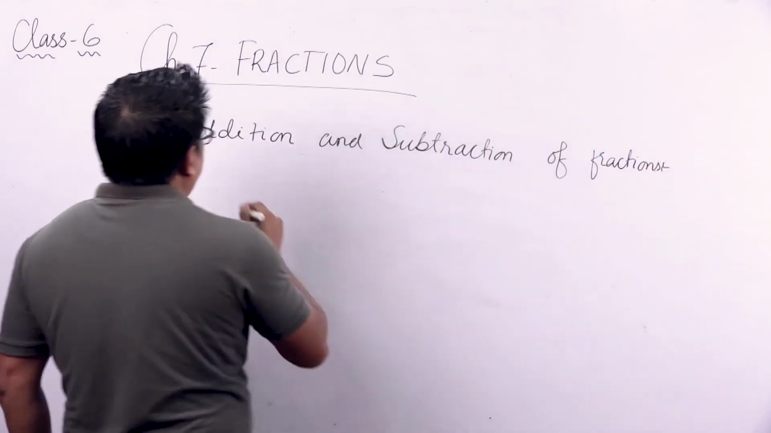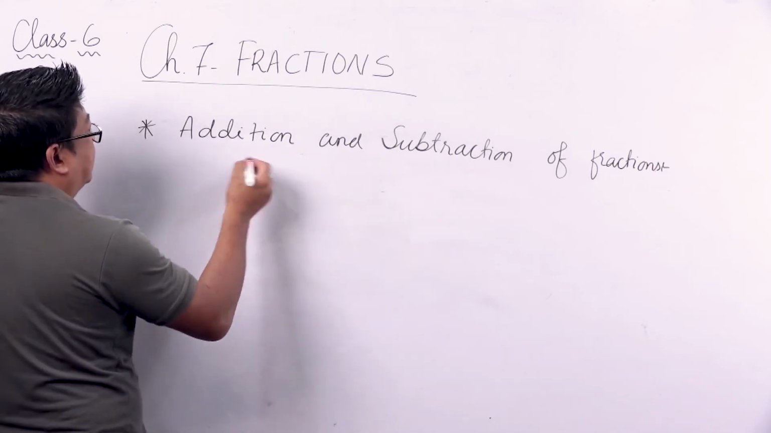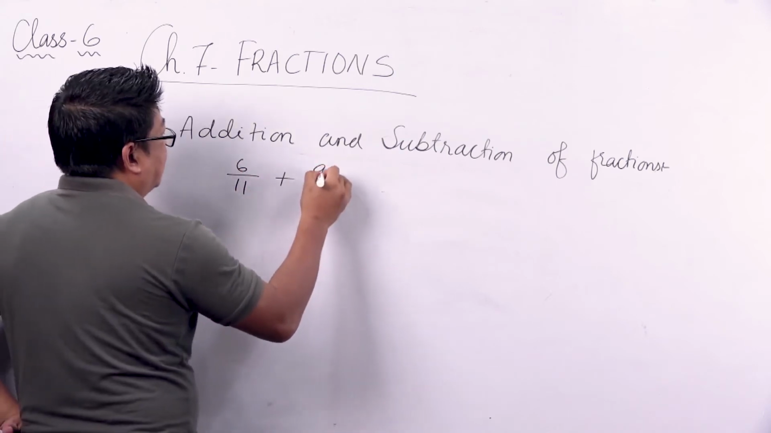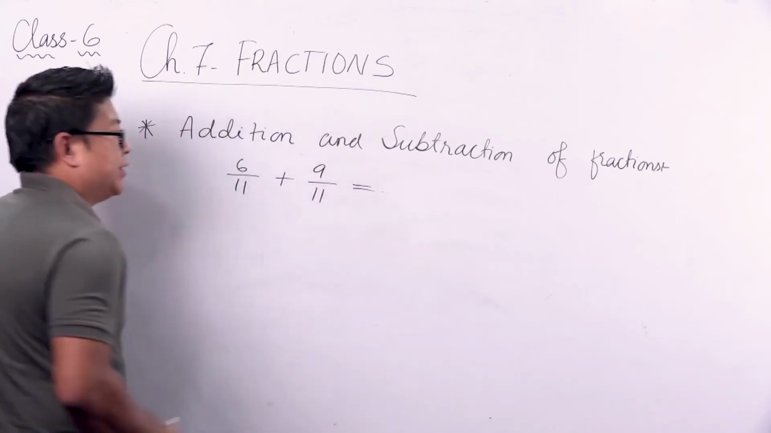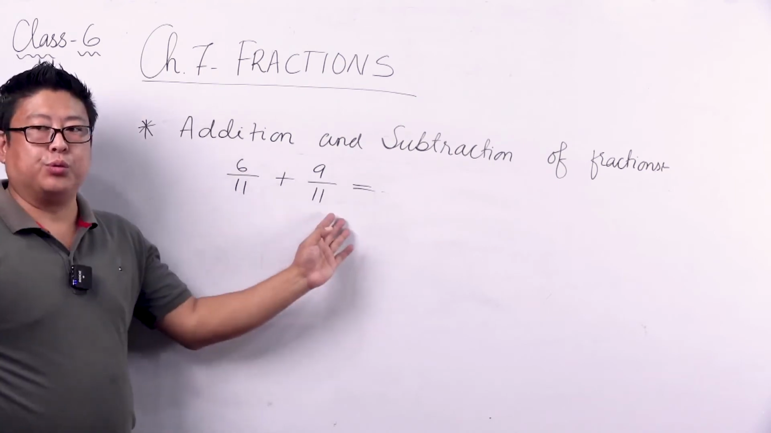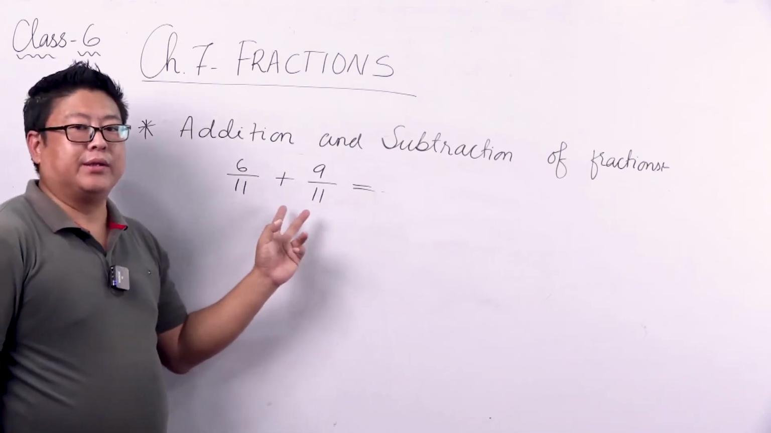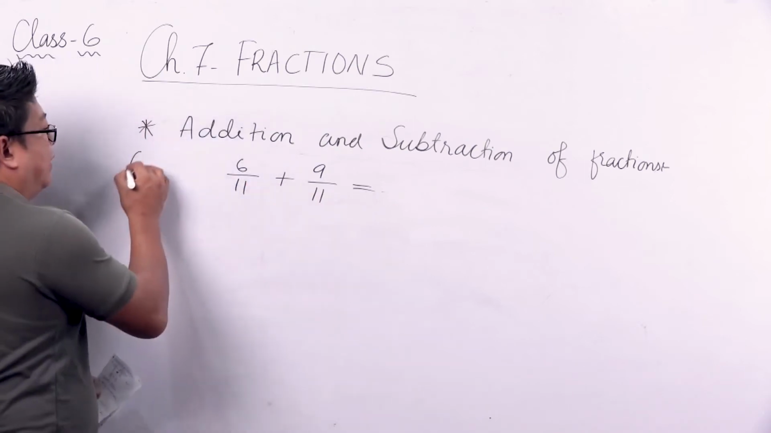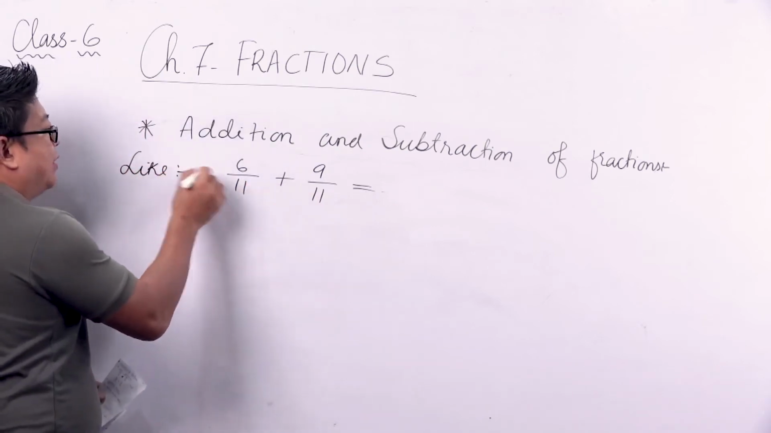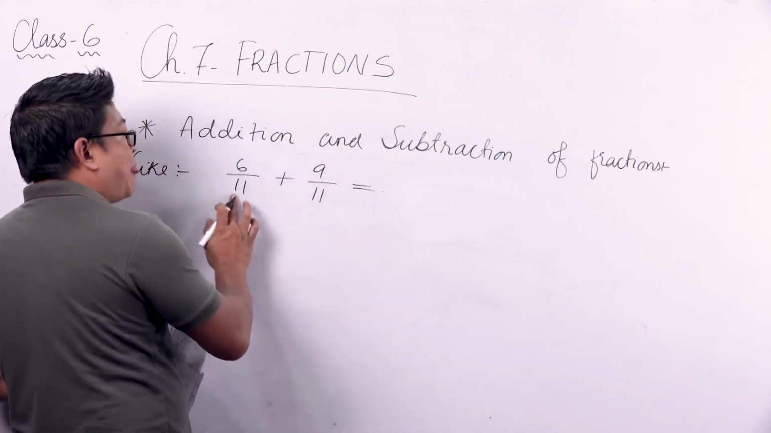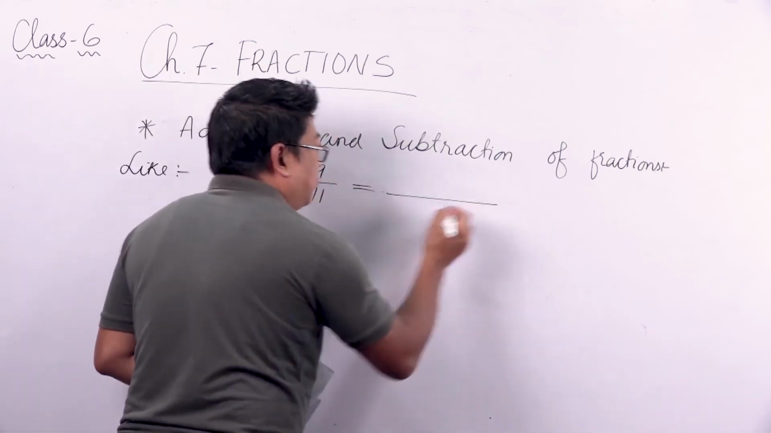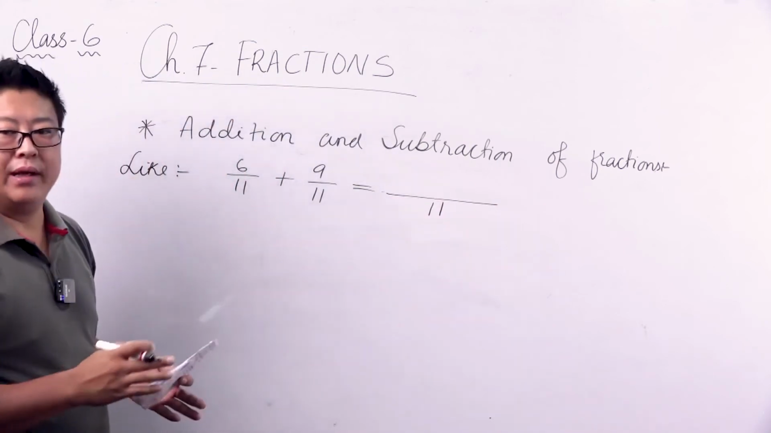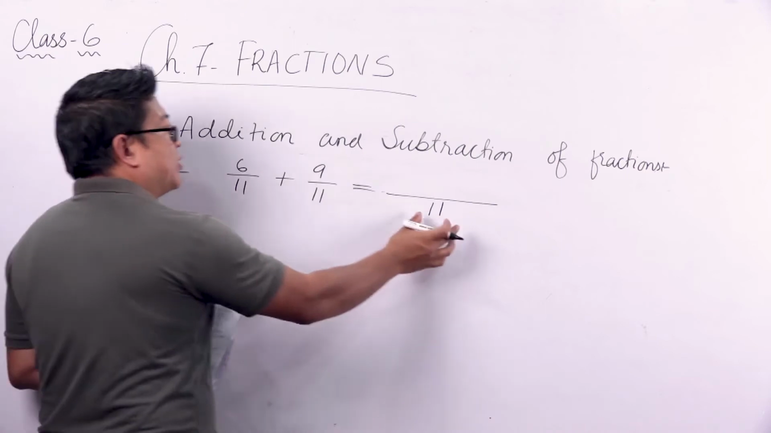For example, let's look at the addition first. If I have 6 by 11 plus 9 by 11, I have two fractions and I have to add these two. Now check the denominators. They are same. So when you have like fractions, the addition becomes very simple. Both are 11, so both denominators are 11. So I take the denominator as 11, common. Okay, the denominator becomes common.